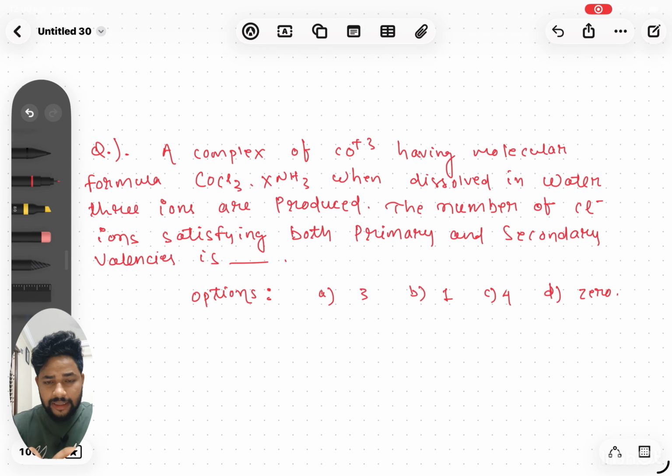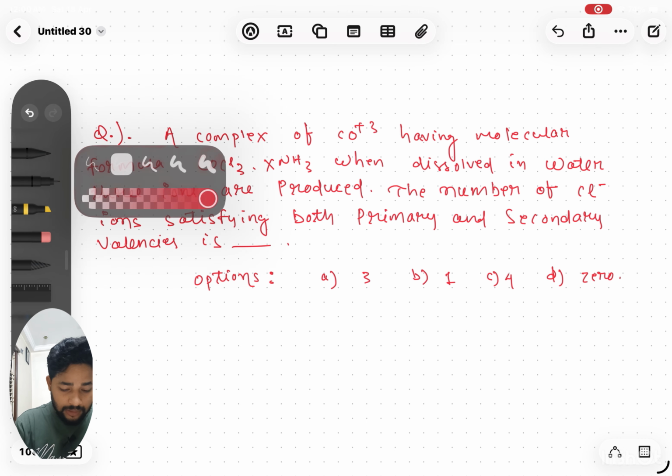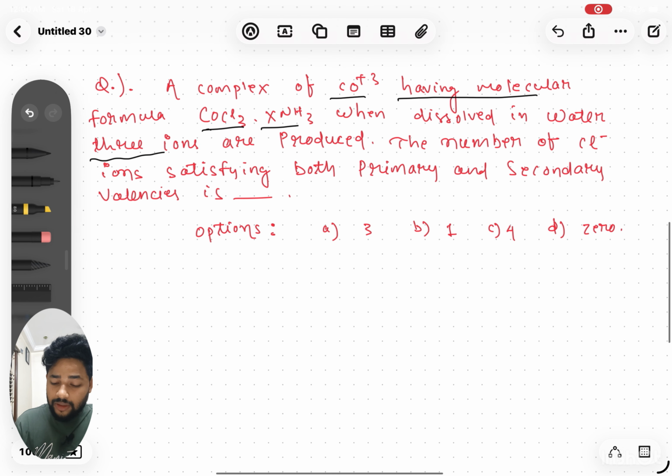Let's solve a very interesting question of coordination compounds. The question is: a complex of cobalt plus 3 having molecular formula CoCl₃·xNH₃, when dissolved in water, 3 ions are produced. The number of chloride ions satisfying both primary and secondary valency is? Okay, this is a very good level question from Werner theory.